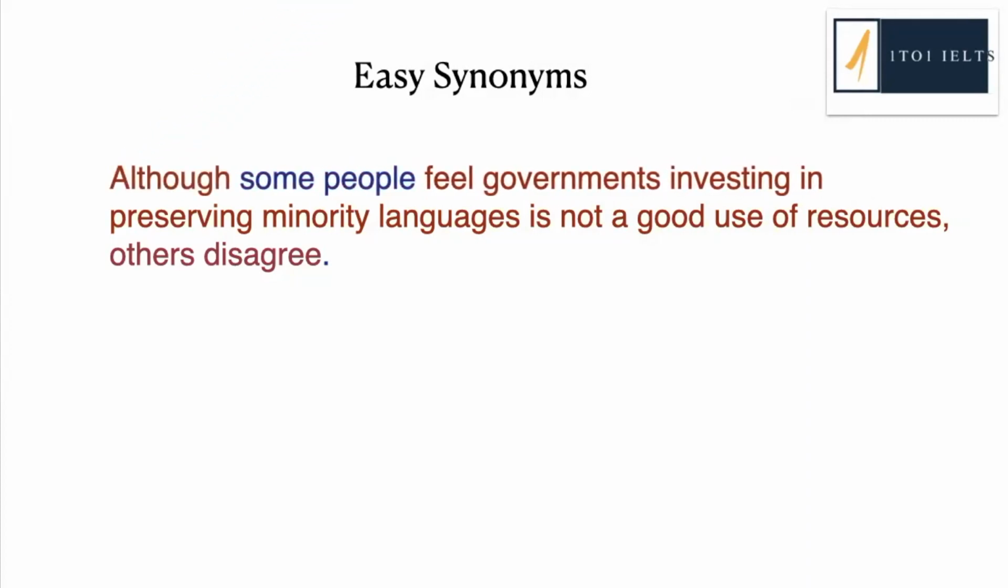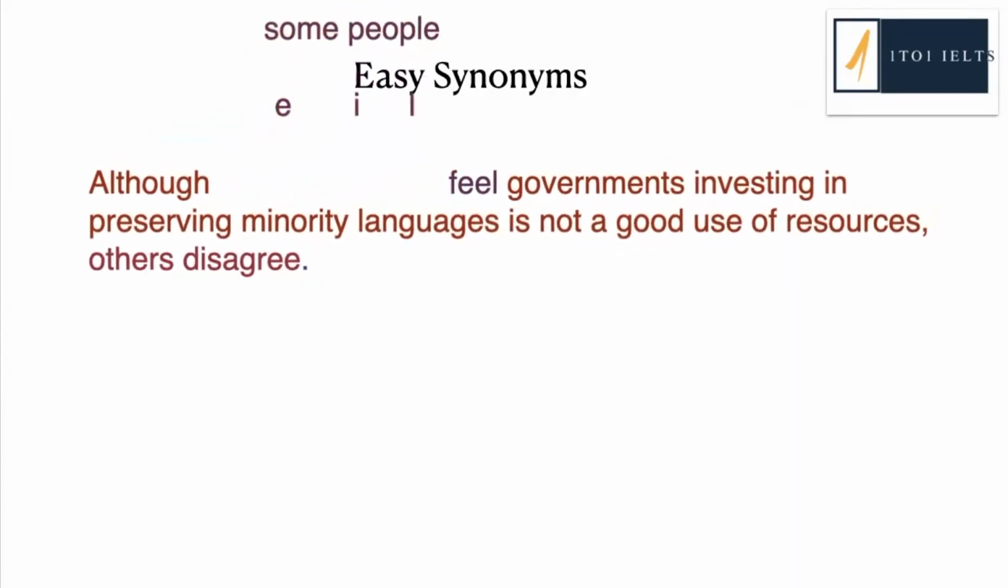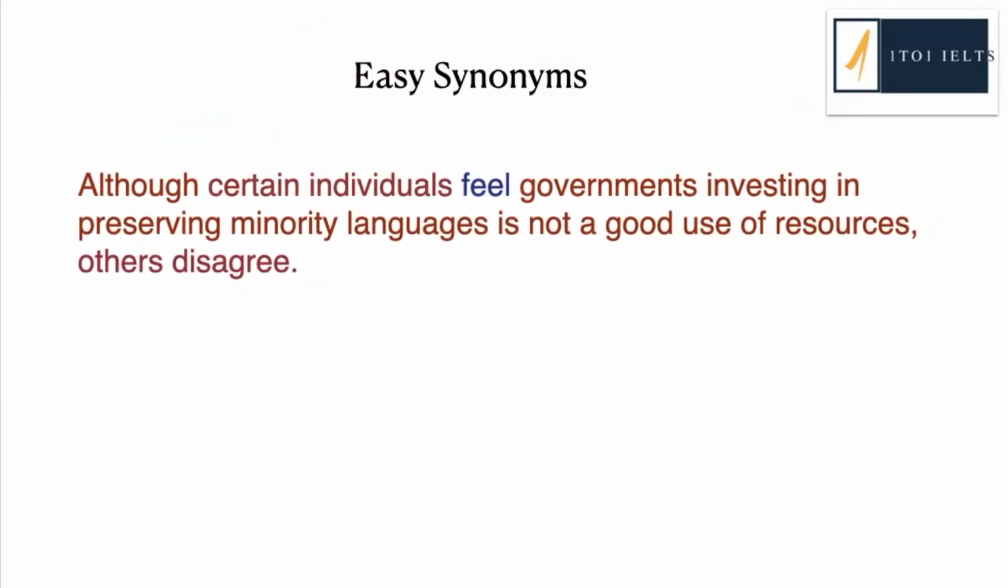for "although." Let's have a look at another very, very common expression, "some people." So "some" can be swapped out for "certain," and "people," "individuals." So now we've got "although certain individuals." Then we've got "feel." Again, "feel" is a really common word. We can swap this out for "believe."